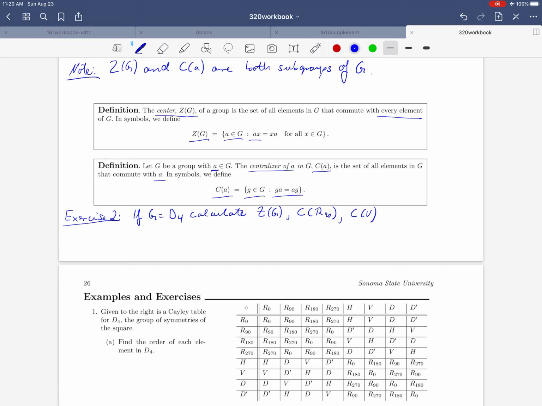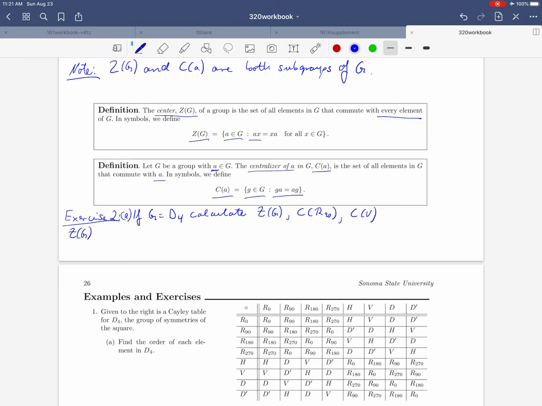Okay, so let's look at an example. Let's look at D4. This is also exercise 2, part A. So here the group we're looking at is the group D4, the group of symmetries of a square. And we want to calculate the center of that group and then the centralizer of two elements, of R90 and of the vertical reflection.